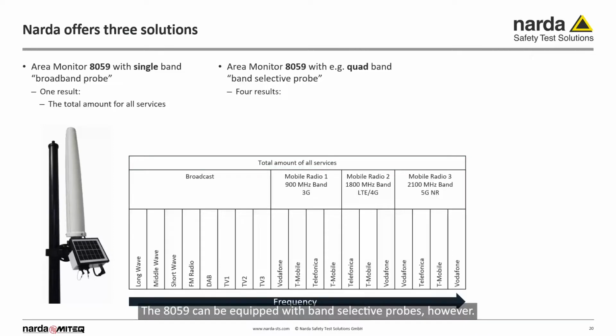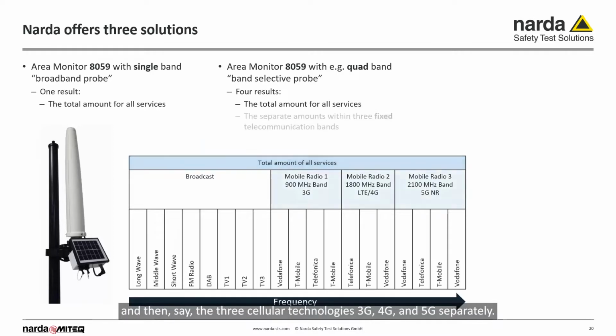The 8059 can be equipped with band-selective probes, however. For example, fitting a quad-band probe allows monitoring of 4 bands simultaneously. Firstly, the sum of all services, including broadcast and cellular signals. And then, say, the 3 cellular technologies 3G, 4G and 5G separately. The various mobile communication services can thus be differentiated superbly.